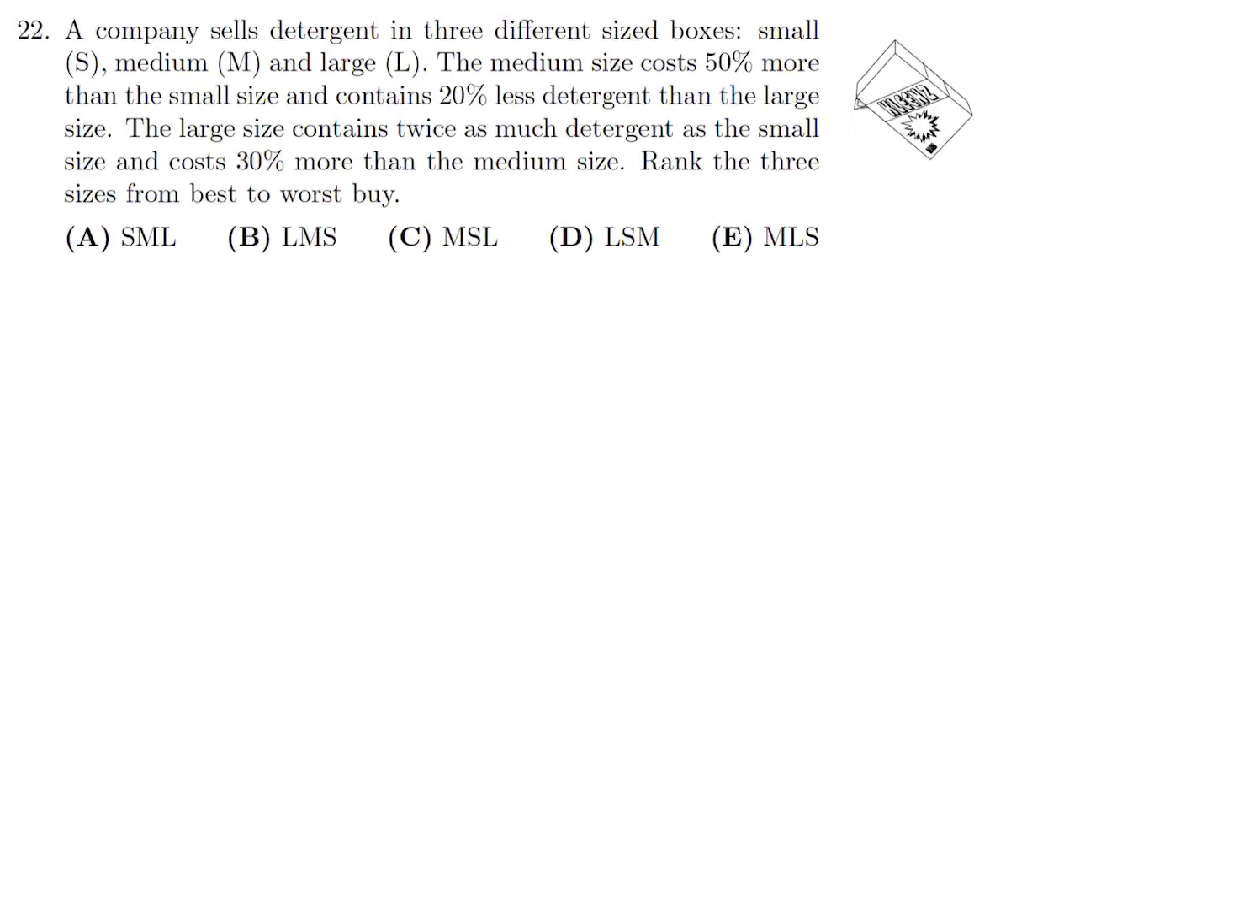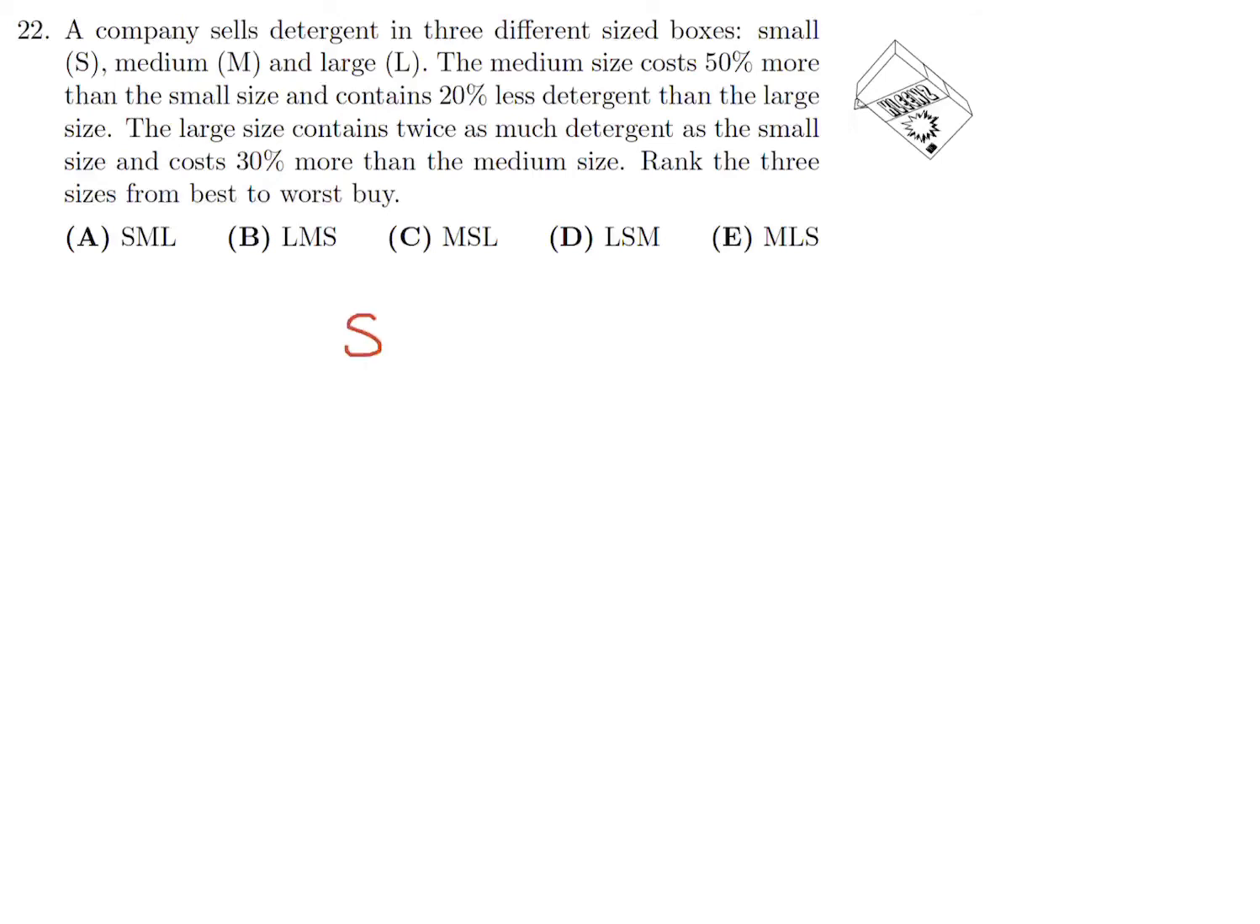A company sells detergent in 3 different sized boxes: small, medium, and large. The medium size costs 50% more than the small size and contains 20% less detergent than the large size. The large size contains twice as much detergent as the small size and costs 30% more than the medium size. Rank the 3 sizes from best to worst buy.